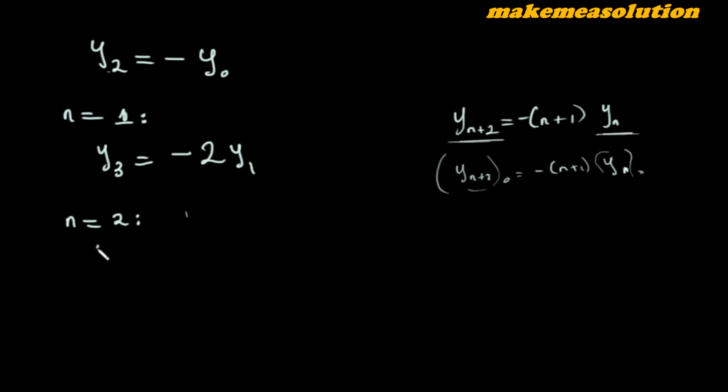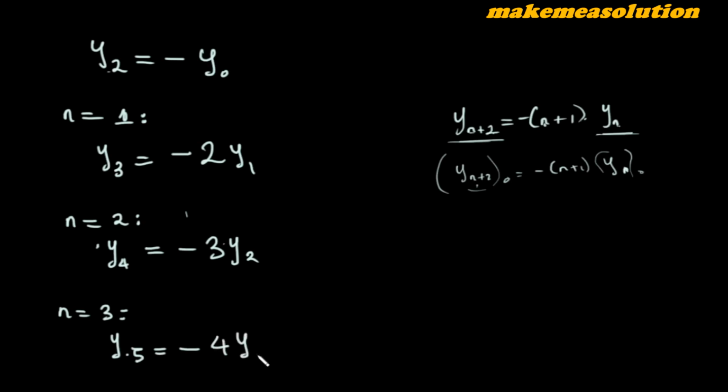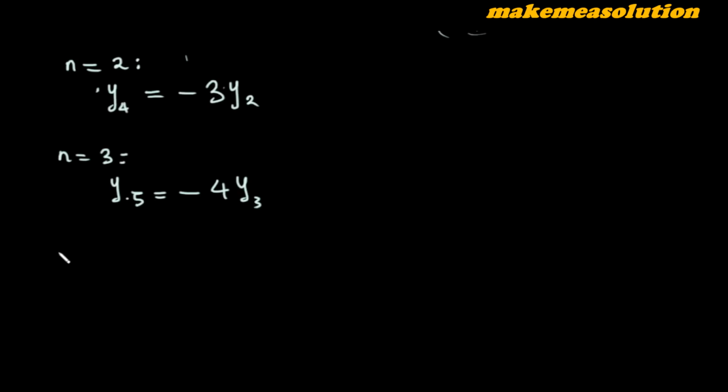So when n is equal to 2, when you substitute it here, you get y4. That's 2 plus 2, 4, is equal to minus, then 2 plus 1 is a 3, then you have your y2. Remember, n is 2 in this case. So when n is 3, we'll just do that quickly. We'll have 3 plus 2 is 5, equal to minus 3 plus 1 is 4, and you now have your y3.